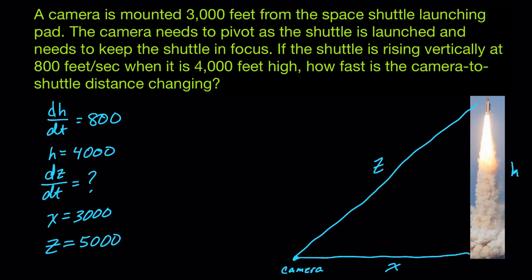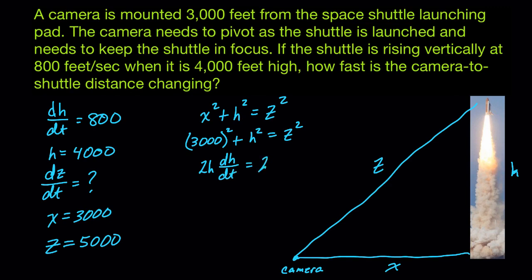And so now think about an equation that relates these would be Pythagorean theorem. So you have x squared plus h squared equals z squared. The x is not changing, so we can substitute that value in here. So you're going to have 3,000 squared. There's no need to actually square it because when we take a derivative, it's going to go away. All right, so now taking the derivative, you're going to have 2h dh/dt equals 2z dz/dt.